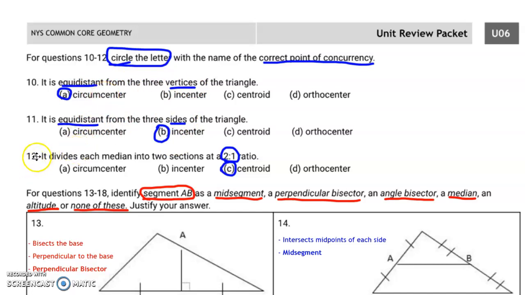And then for number 12, it divides each median into two sections at a 2-to-1 ratio. You could remember this by two different methods. You could remember that medians meet up at centroids, or you could recognize this 2-to-1 ratio. We're going to be looking at that a little bit later when we look at the algebra of triangle centers, but a 2-to-1 ratio is always going to be indicative of centroids.